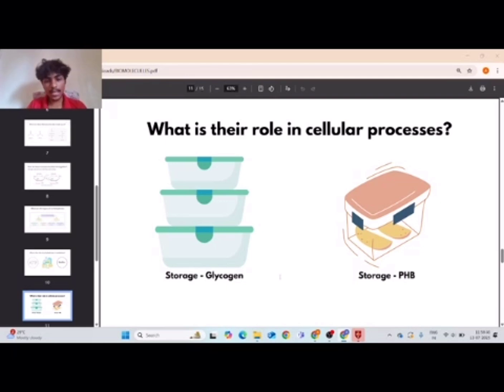A bunch of bacteria, for example Bacillus megaterium and Pseudomonas putida, usually use PHB as storage for their energy. PHB, however, isn't exactly a carbohydrate. Rather, carbohydrate acts as a precursor for the formation of PHB. So indirectly, carbohydrates are involved in the process of the formation of PHB itself.